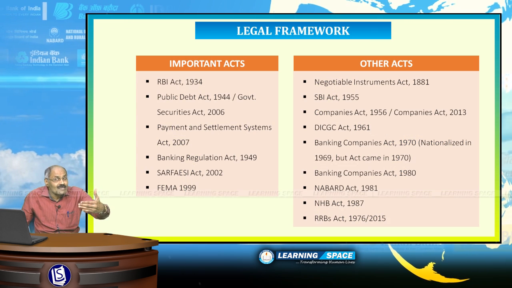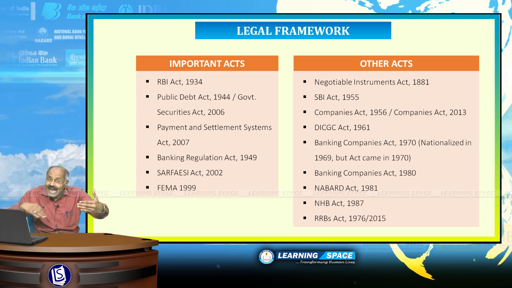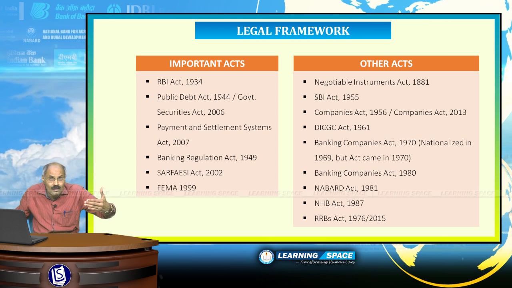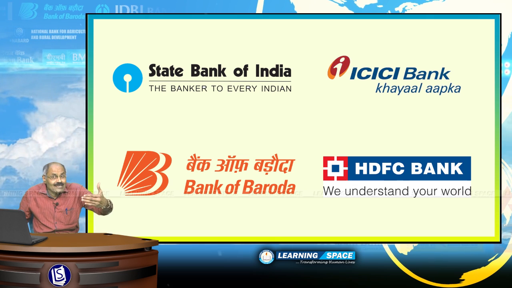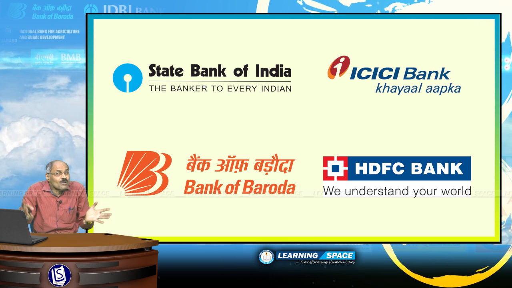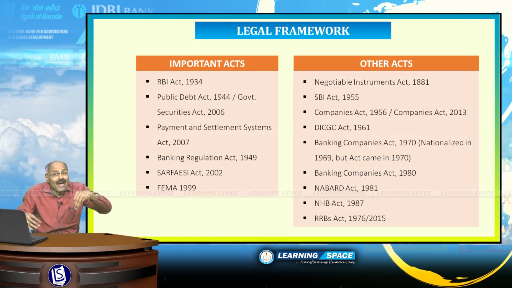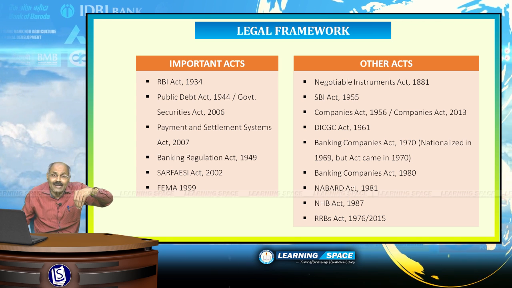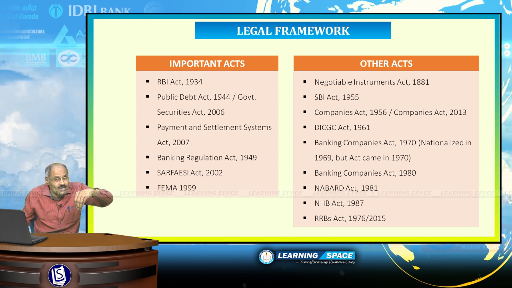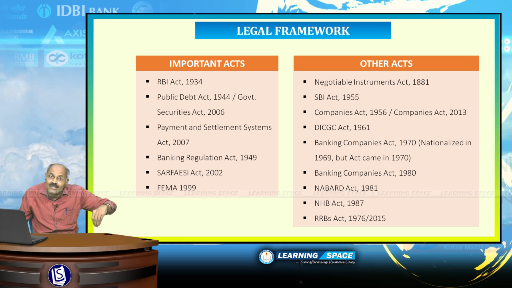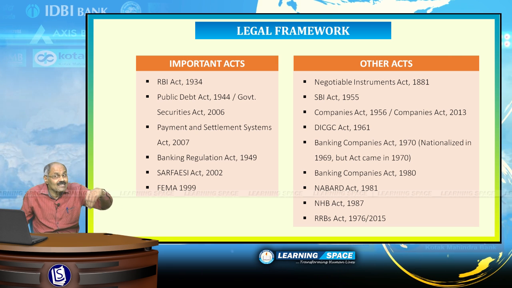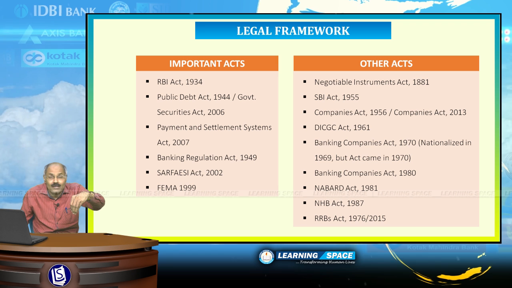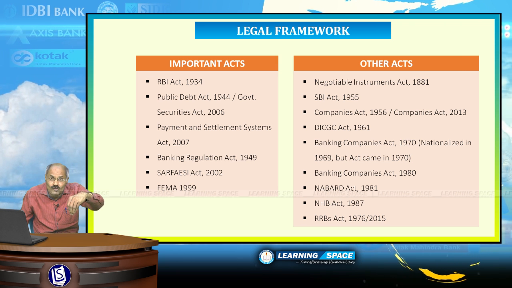Then the Banking Regulation Act of 1949, how the banks are to be governed. Based on the Banking Regulation Act, it is the responsibility of the Reserve Bank of India to see whether the banks are being governed based on the Banking Regulation Act of 1949 or not. Then comes the SARFAESI Act of 2002. The SARFAESI Act was basically brought keeping in view the bad loans.